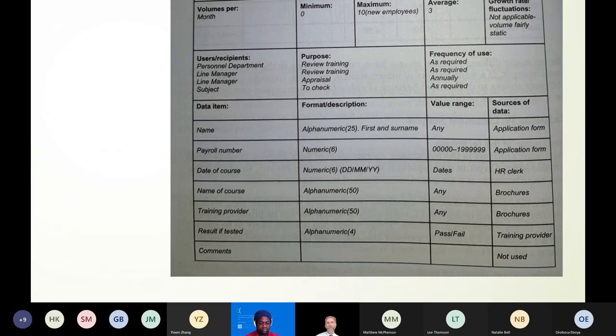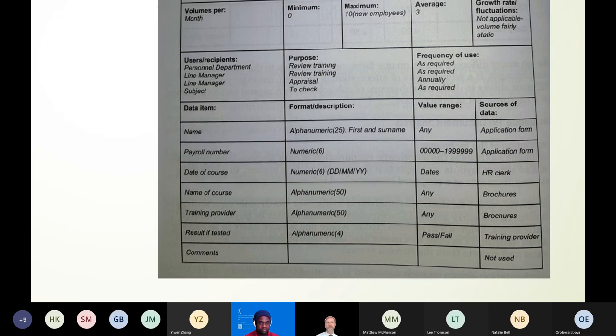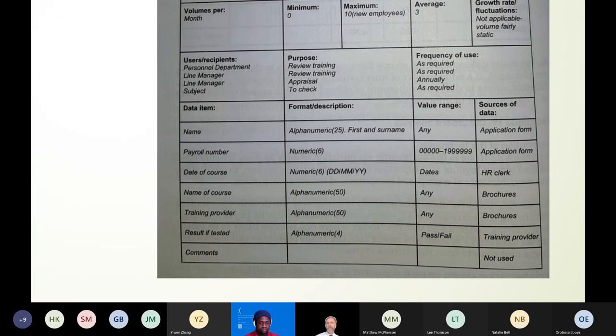And as we get down towards the bottom, you can see that we're starting to move away from the business side, because the business just knows it's a name. But if we are going to set up an electronic system, we've said that the name is alphanumeric. It has a first and a surname that has a maximum of 25 characters. That there's a payroll number that's numeric. And there's a range that we're allowed to have. That there are dates.